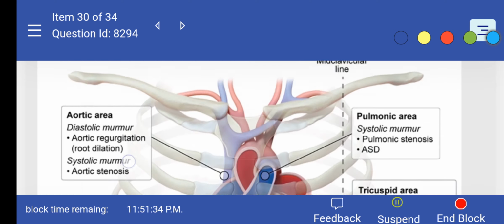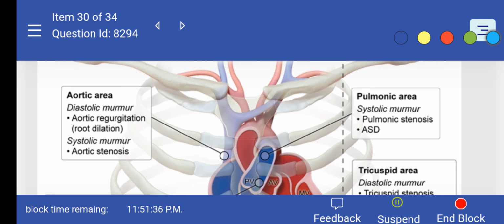Okay. So in the second intercostal space on the right side, if there is aortic regurgitation from root dilation, that would cause a diastolic murmur. But if there is aortic stenosis, that would produce a systolic murmur. Let me give you one important explanation for this.